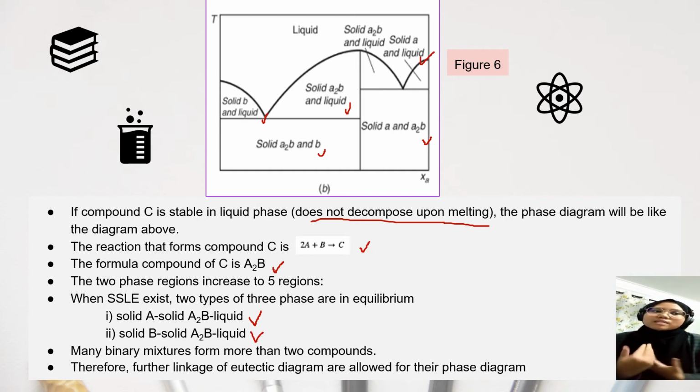Many binary mixtures form more than two compounds. Therefore, it will further complicate the eutectic diagram, which allows for their phase diagram.